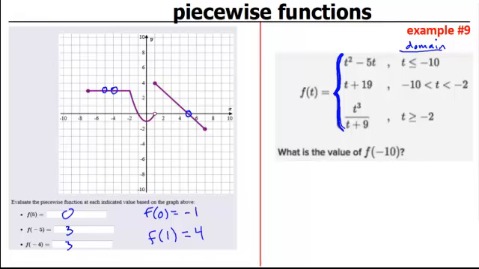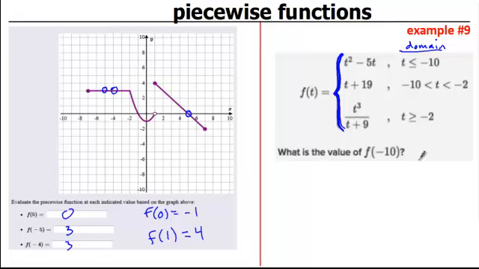Okay, so what that means is when you're looking at these functions, if the domain is anything that's less than or equal to -10, you're going to evaluate with this function. If it's between -10 and -2, exclusive, again, not equal to those, you'll use this function. And if it's a value greater than or equal to -2, you'll use this third function.